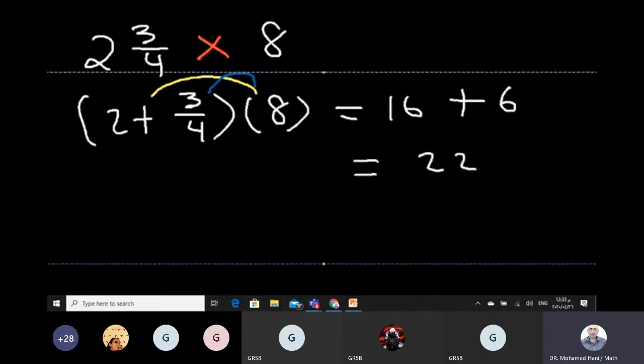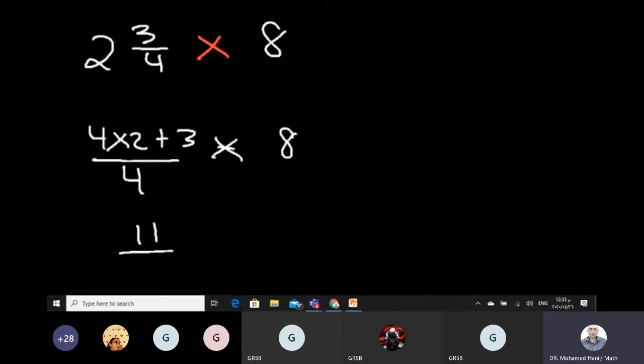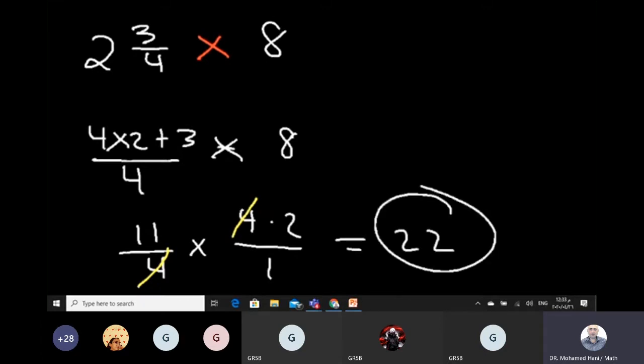Now, for those of you who like to stick with the first method, let's do it that way too. So let's convert the mixed number into an improper fraction. So let's keep the denominator the same. Let's multiply the 4 by 2, and let's add 3 to it. So 4 times 2 is 8. 8 plus 3 is 11. And I'm going to change 8 into 4 times 2. So we can cancel the 4's, and we can see that 11 times 2 is 22. So we get the same answer.